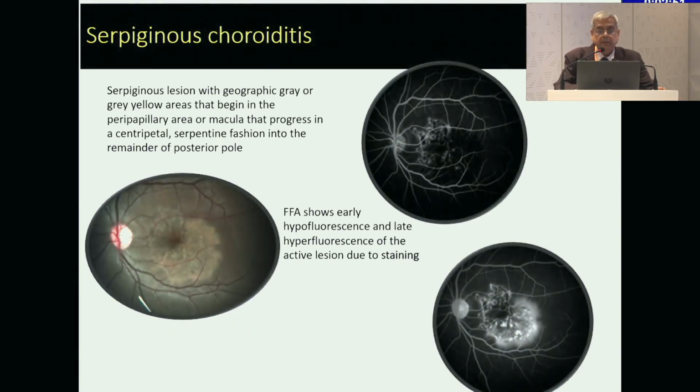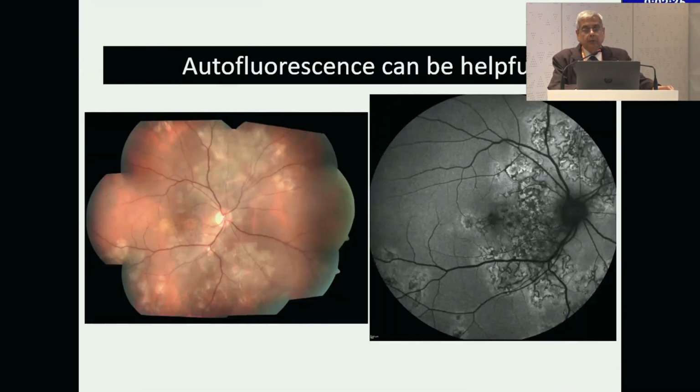In case of serpiginous choroiditis, you can do fundus photography as well as autofluorescence, but fundus fluorescein angiogram will show the typical pattern: the edge will be hyperfluorescent and the central area will be hypofluorescent. Autofluorescence is very helpful in such cases to find out whether the disease is active or not, the extent of the disease, etc.